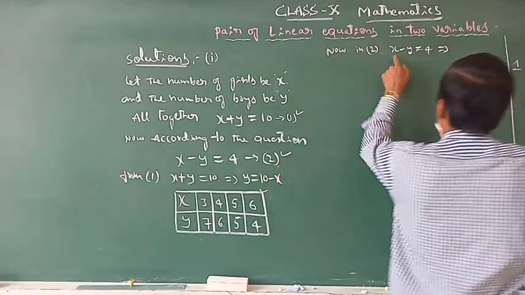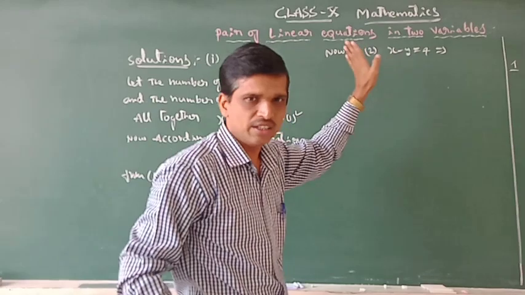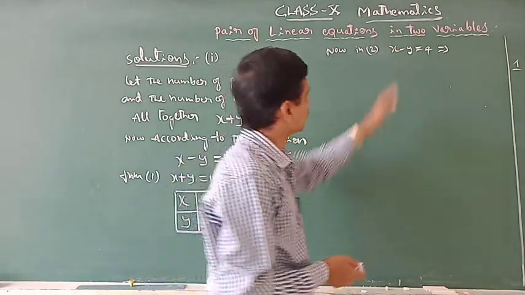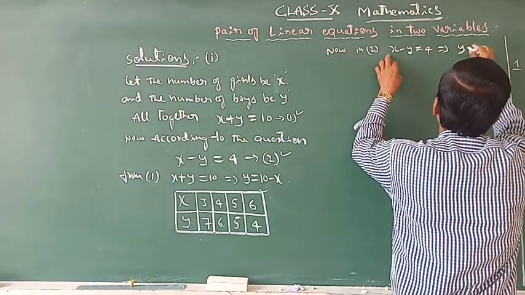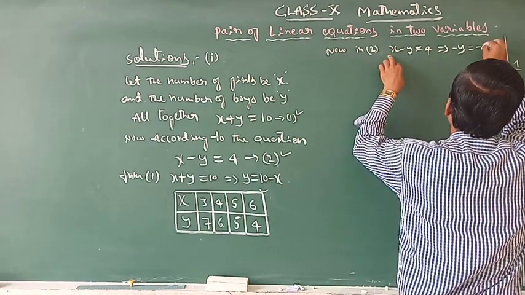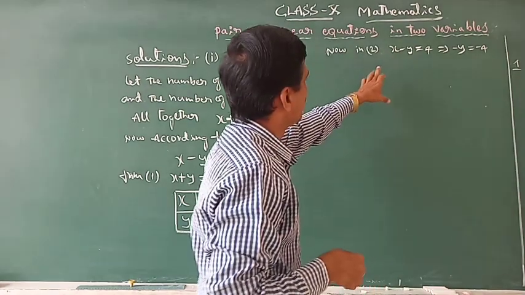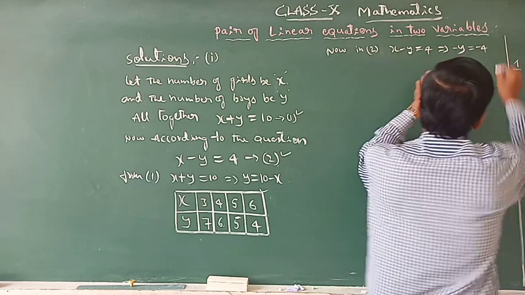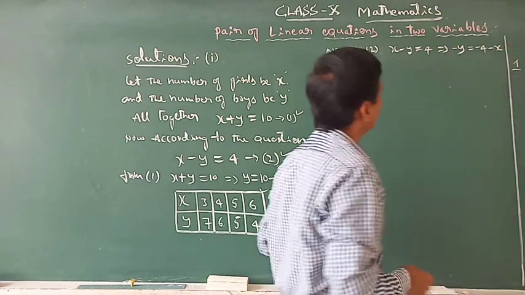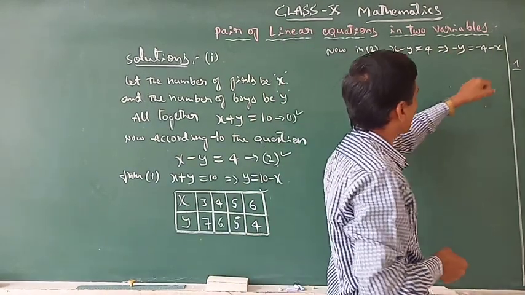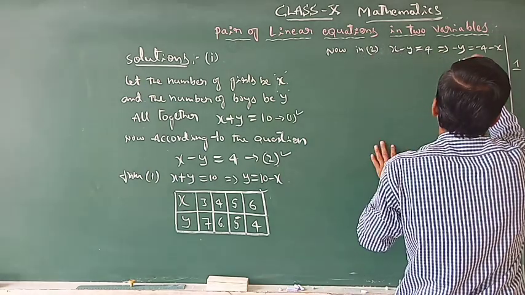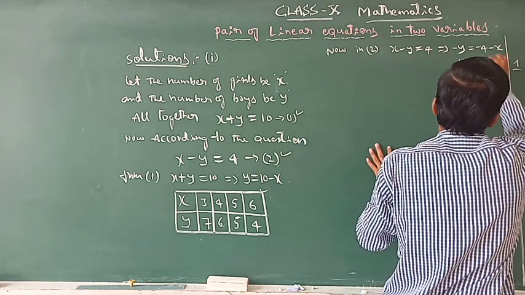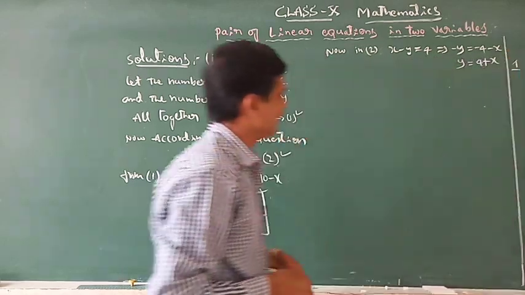Here also you can take any one value. Suppose you put a value of x, automatically you get y. Otherwise, you can substitute the values of y and get the x value. So minus y is equal to minus 4 minus x. In order to eliminate the negative sign, we have to divide by the negative sign. What happened? y is equal to 4 plus x... y is equal to x minus 4.